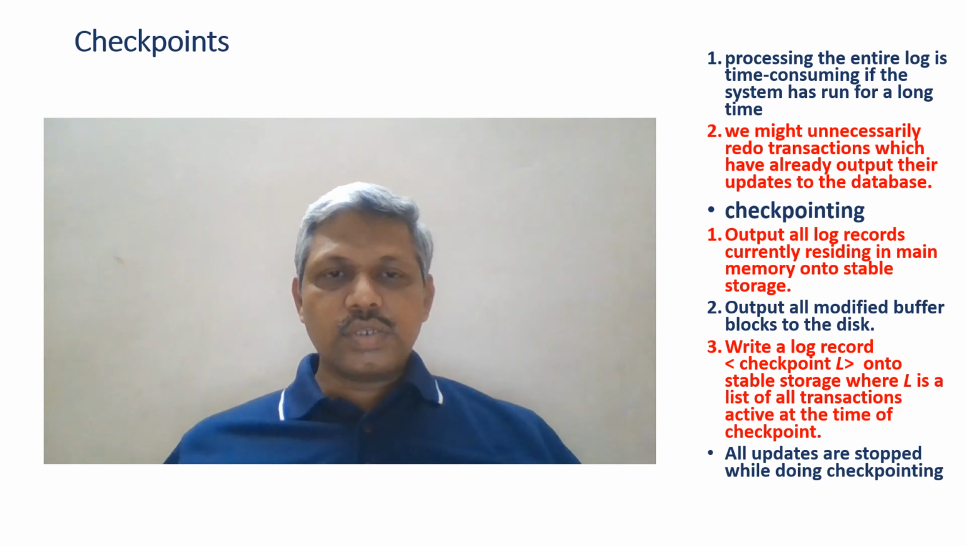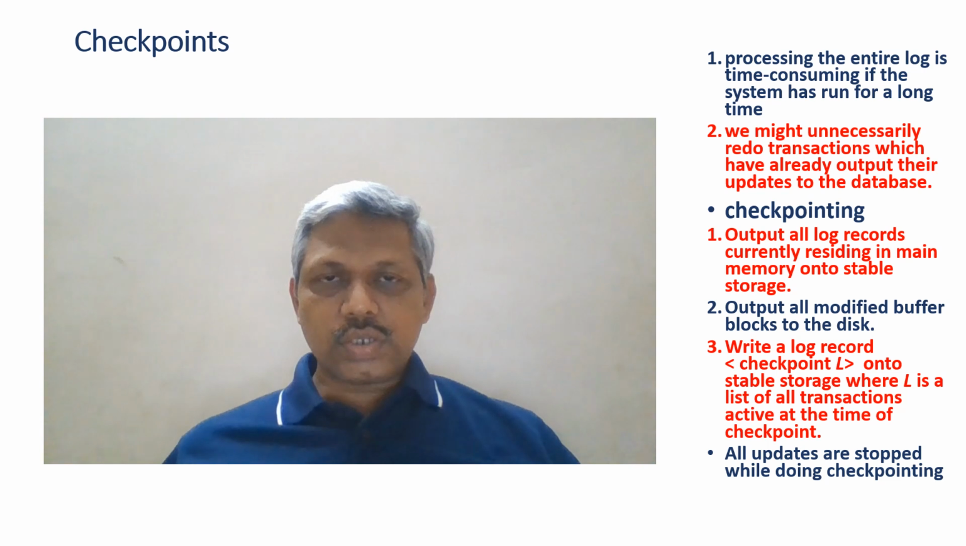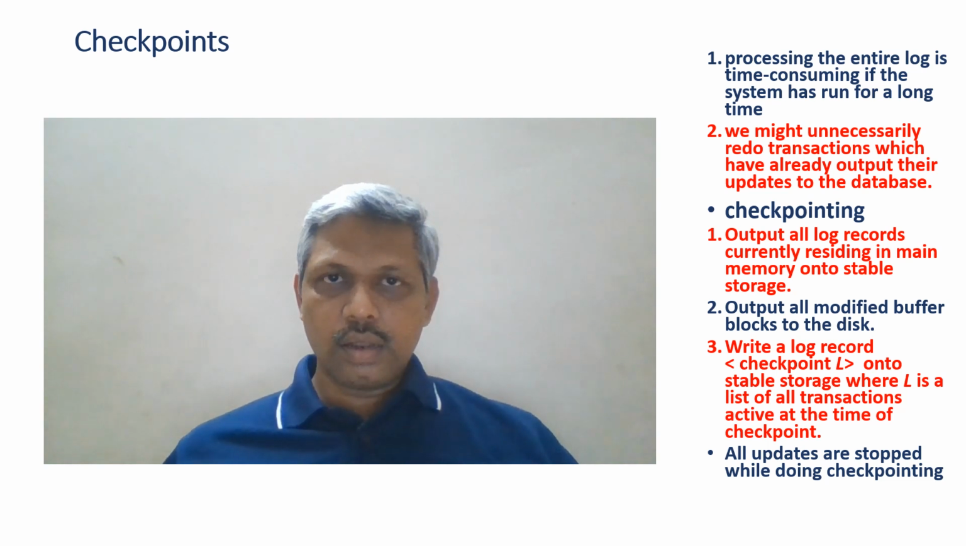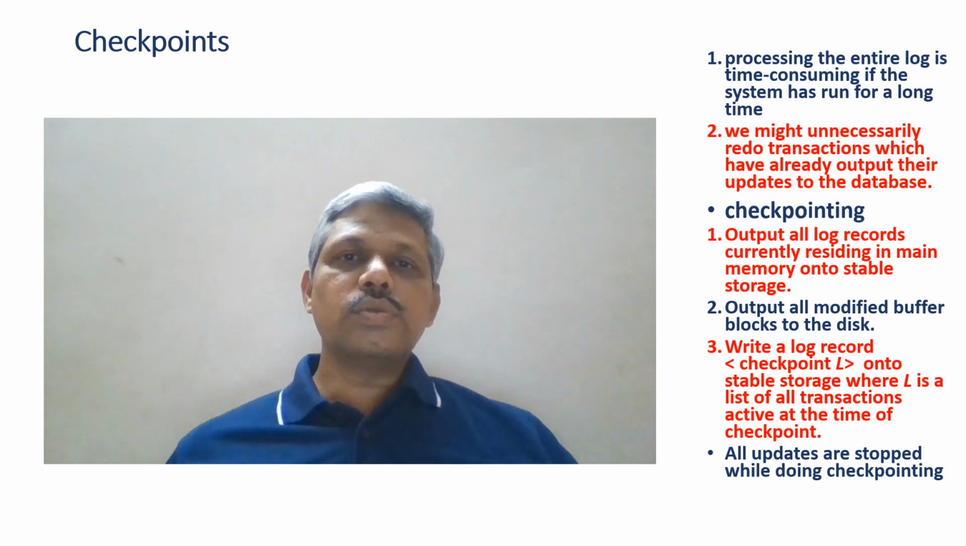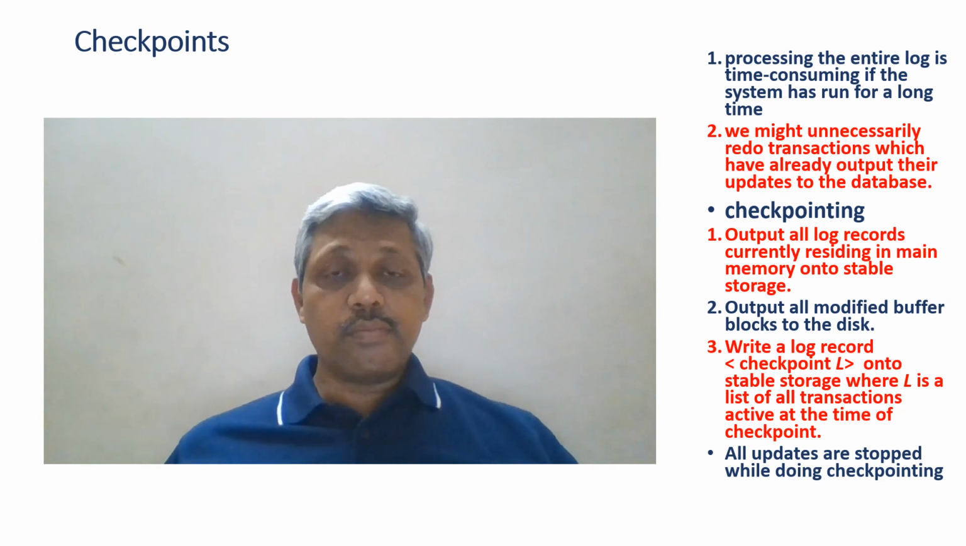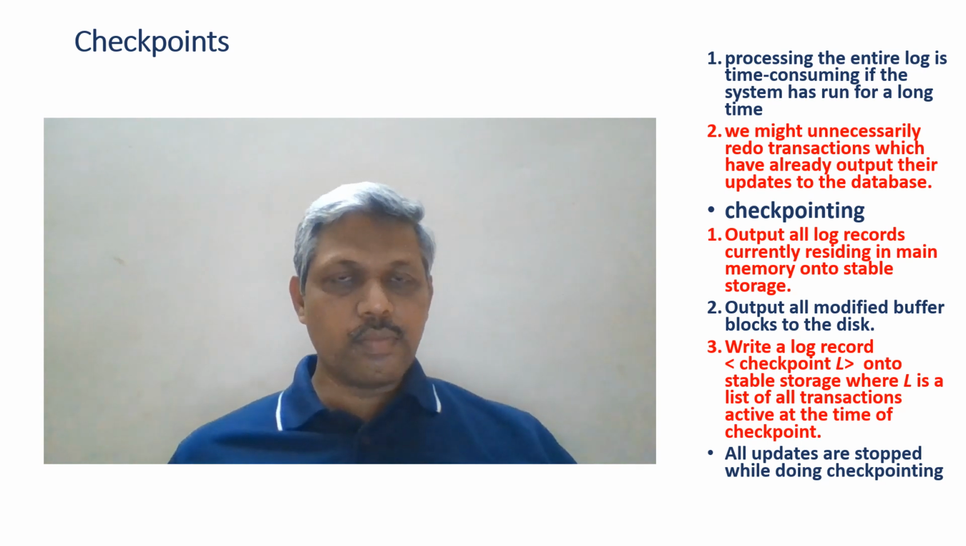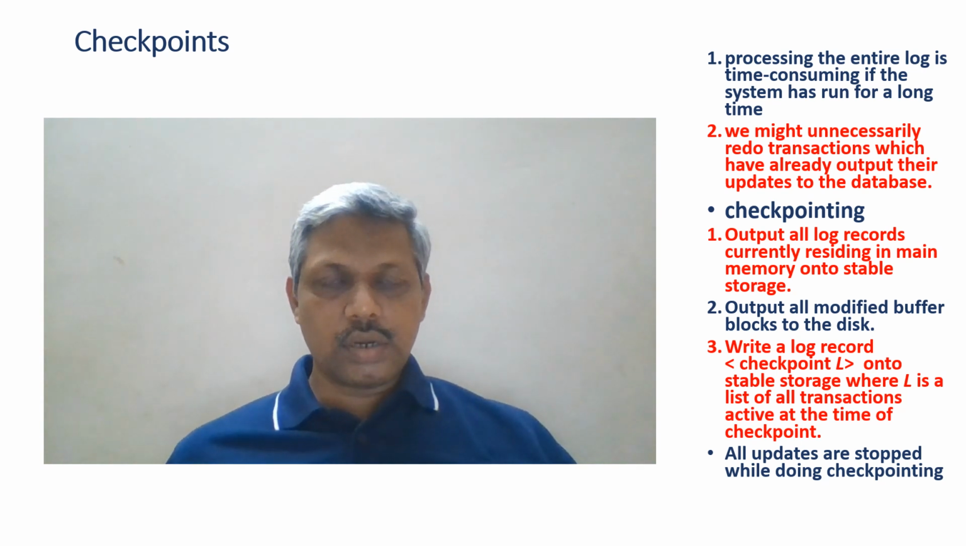In checkpointing, when we start the checkpoint, first we output all the log records present at that time in the main memory to stable storage. Whatever log records were created after the previous checkpoint and before this checkpoint, if they are residing in the main memory, they first need to be transferred onto the stable storage. Once we do that, we output all modified buffer blocks that are available in the main memory to the disk.